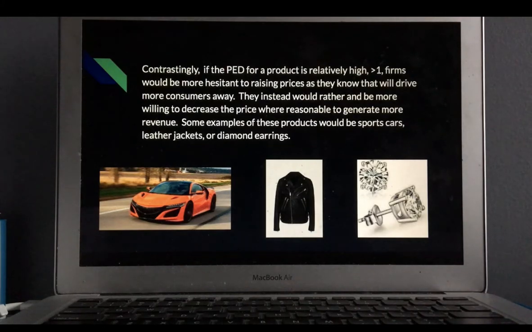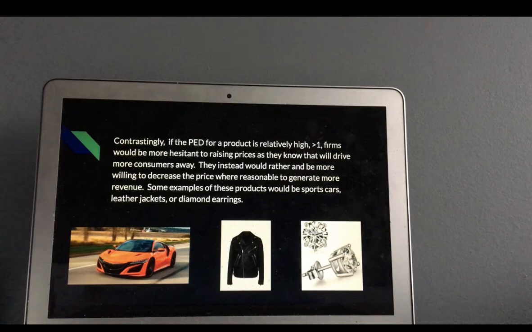So in other words, if firms increase the price for any of these products by a certain amount, they will see a larger decrease in quantity demanded, making it unreasonable for the firms to raise prices on these kinds of products.